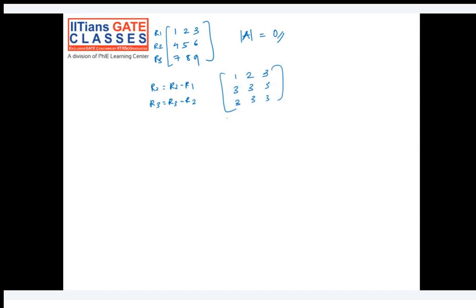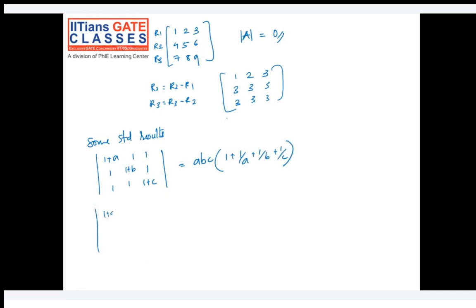Okay, some standard results I'll give you. Just note it down. Determinant of 1 plus A, 1, 1; 1, 1 plus B, 1; 1, 1, 1 plus C equals A, B, C times (1 plus 1 upon A plus 1 upon B plus 1 upon C). Similarly, for the 4 by 4 determinant with 1 plus A, 1 plus B, 1 plus C, 1 plus D on the diagonal and 1 elsewhere, the result is A, B, C, D times (1 plus 1 upon A plus 1 upon B plus 1 upon C plus 1 upon D). Okay.